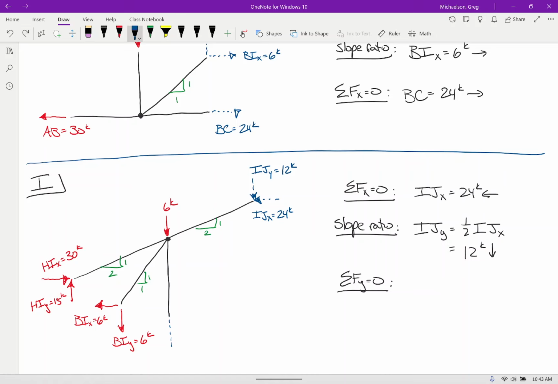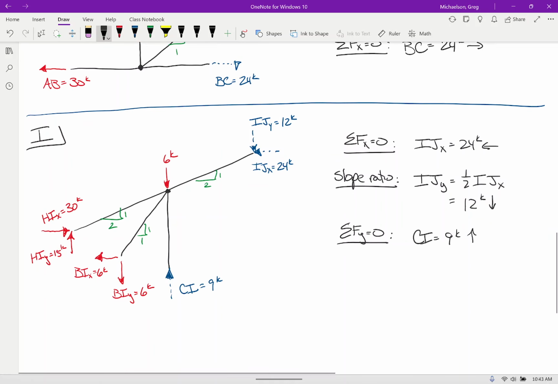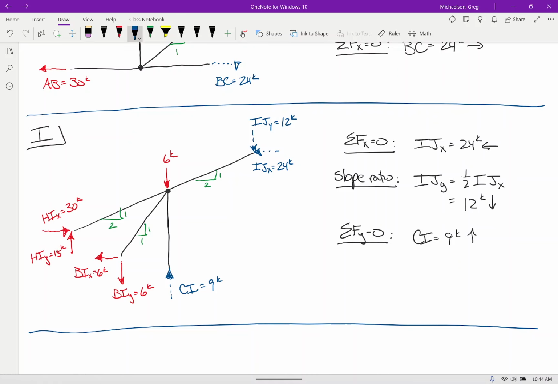Butchered that. That's going to be member CI. Did I do that joint too fast? That joint was kind of messy. You tell me. Did I do that joint kind of messy? Okay.